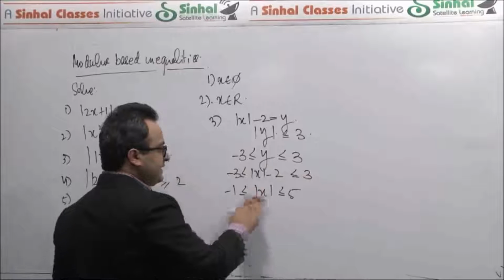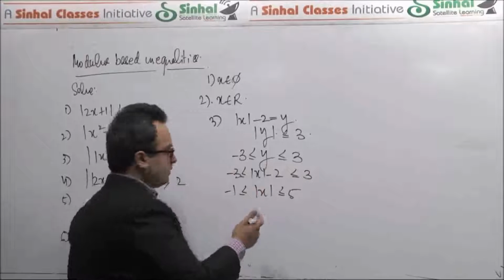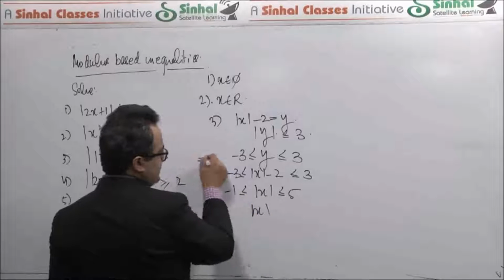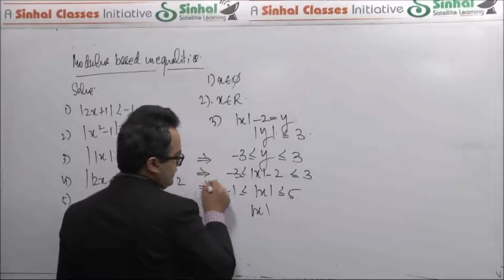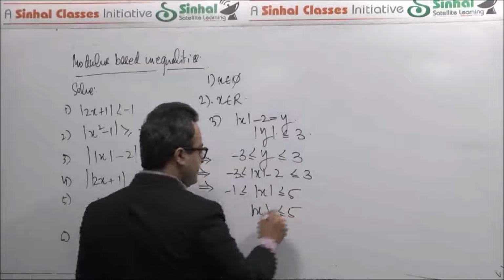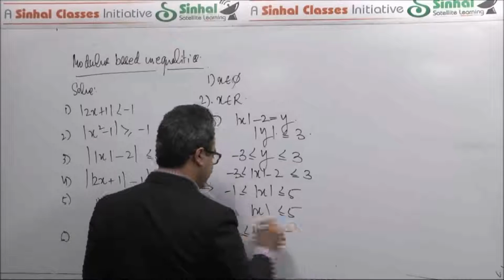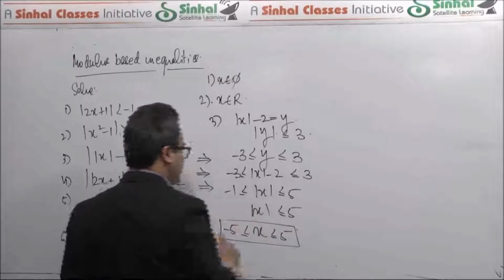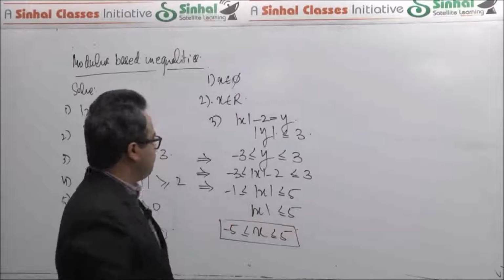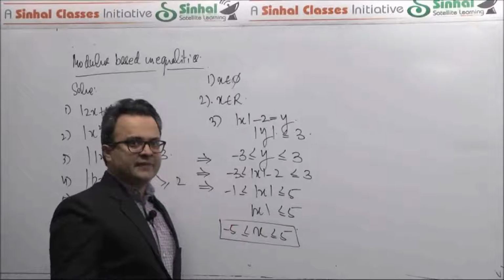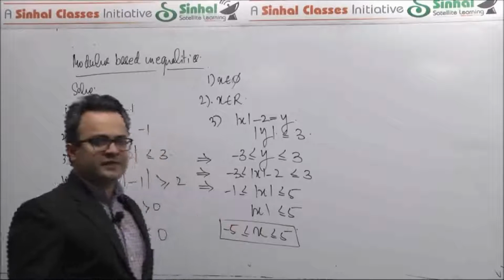Now mod of x greater than or equal to minus 1 anyway is always true, right? So this effectively means that mod of x is less than or equal to 5, which itself will happen if x is between minus 5 and 5. So for the third inequality, our answer should be that the variable x can take any value between minus 5 and 5.